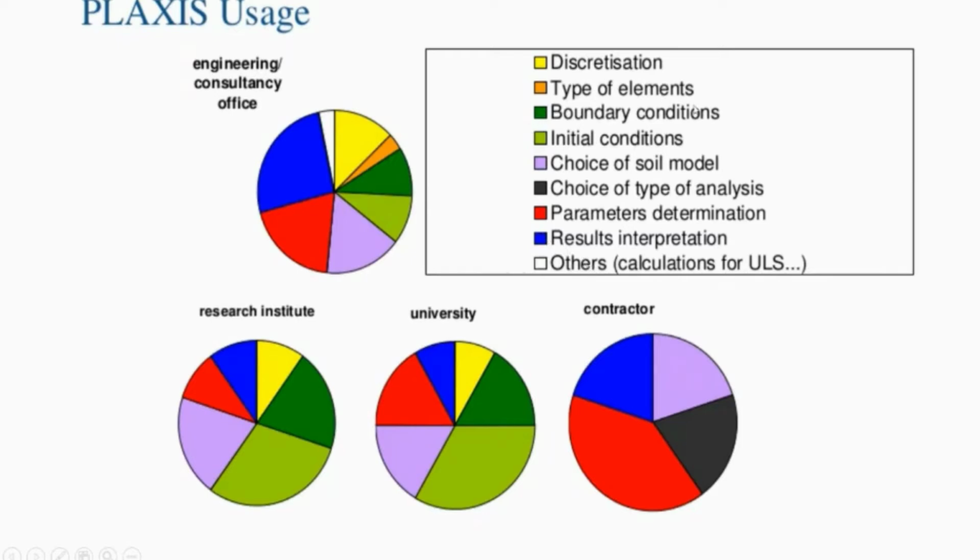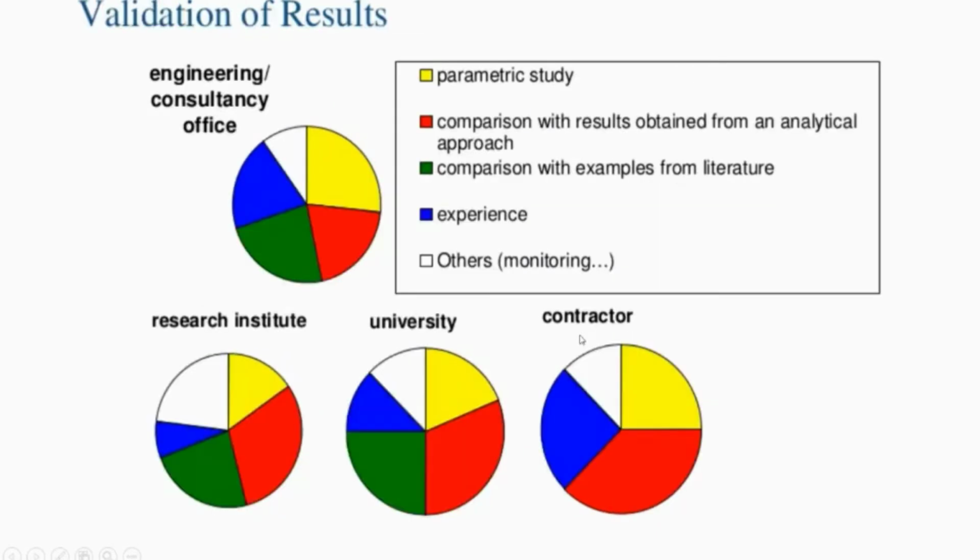You can see the different types of elements we can provide in it: plates, anchors, geogrids, and many more. Then initial conditions we can provide, and different types of soil models. The type of analysis we can change according to the requirement, and parameters also we can determine. All these fields are used, and this pie chart gives the different fields and how much it is used. Then parametric studies are also done with this.